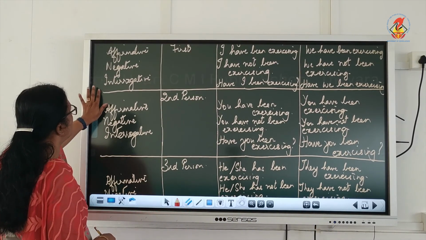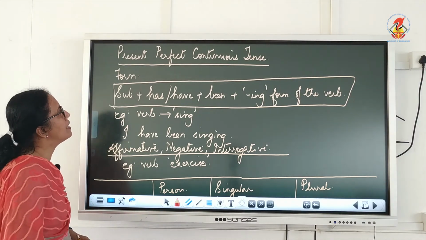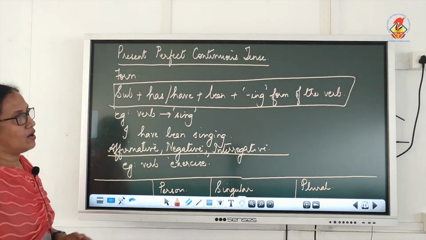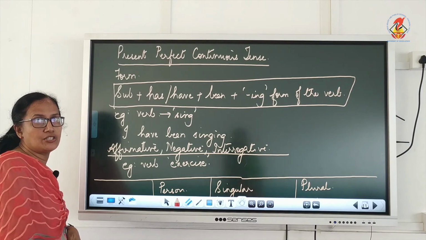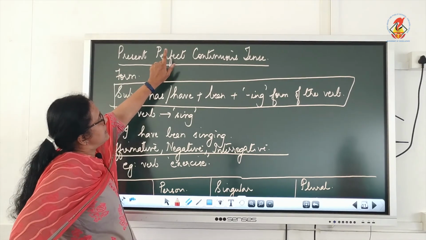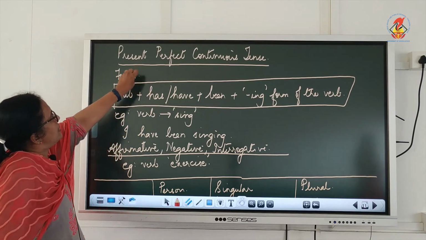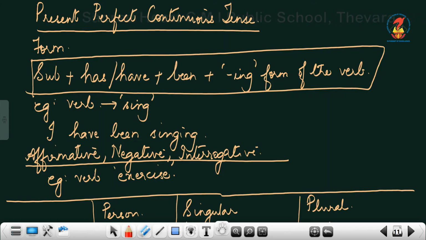You will be learning about the present perfect continuous tense. This tense is a combination of the perfect tense as well as the continuous tense. So both together give you the present perfect continuous tense. How will you express it? Subject plus has or have plus been plus the ing form of the verb. That is how you express a sentence in the present perfect continuous tense.